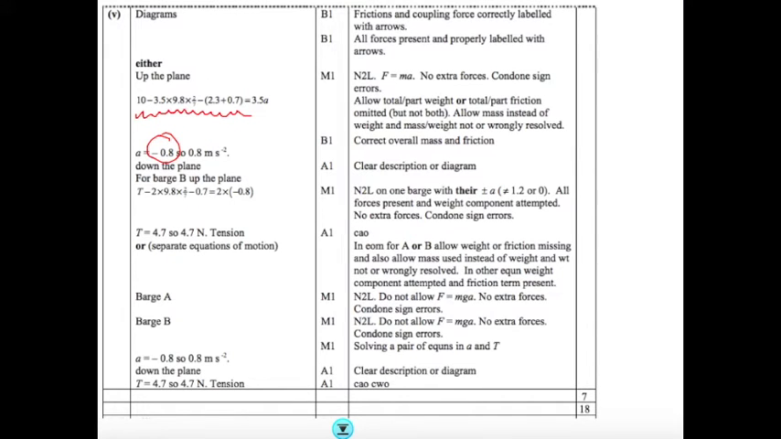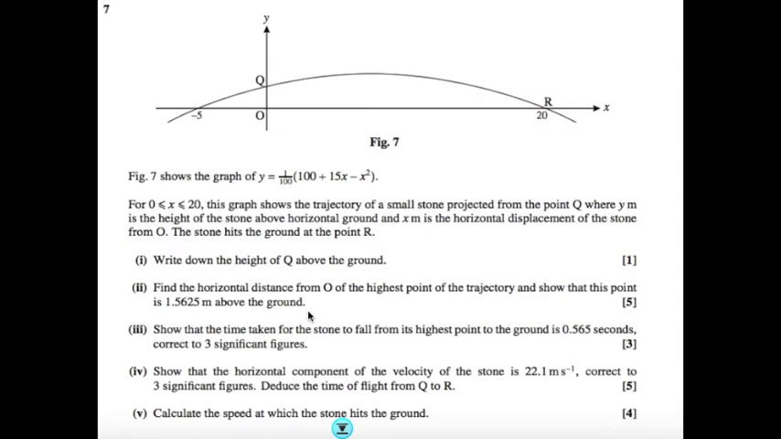Okay. So, yeah, there we go. So they've done it for barge B, we did barge A, so that makes no difference really. Newton's second law, and then the answer should be 4.7. Right, good. Okay, so finally we arrive at question 7. It's been a real journey.